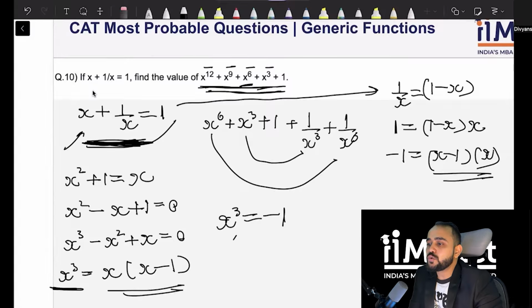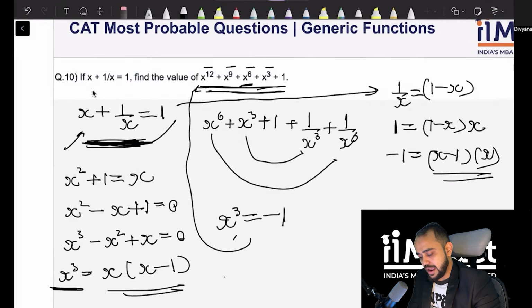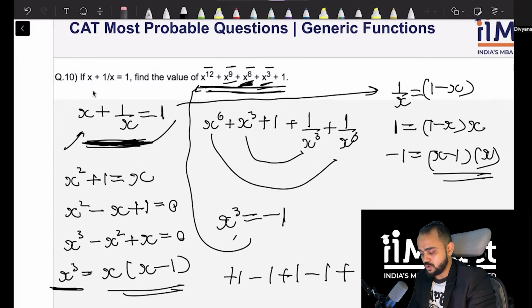And that makes this question so much easier to solve, because I'll just put this here. This is minus 1 to an even power, so plus 1, minus 1 to an odd power, so minus 1, minus 1 to an even power, so plus 1, minus 1 to an odd power, minus 1 plus 1. So this is going to be plus 3 minus 2, that is plus 1.